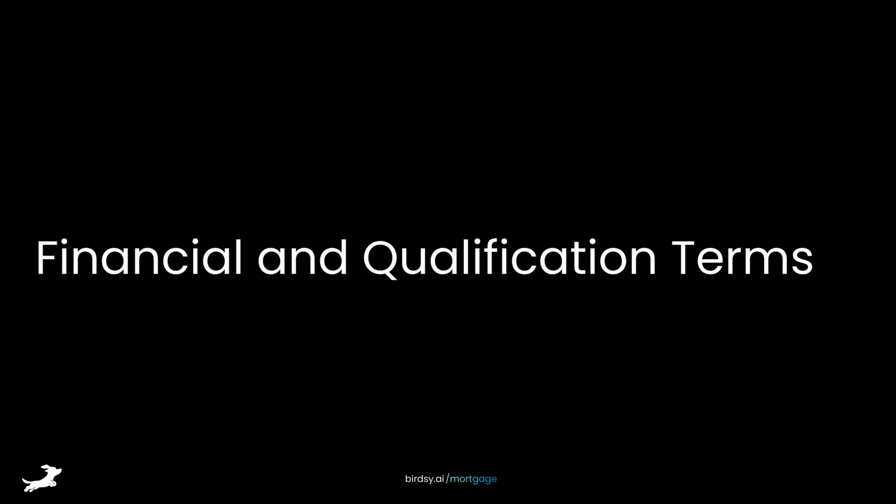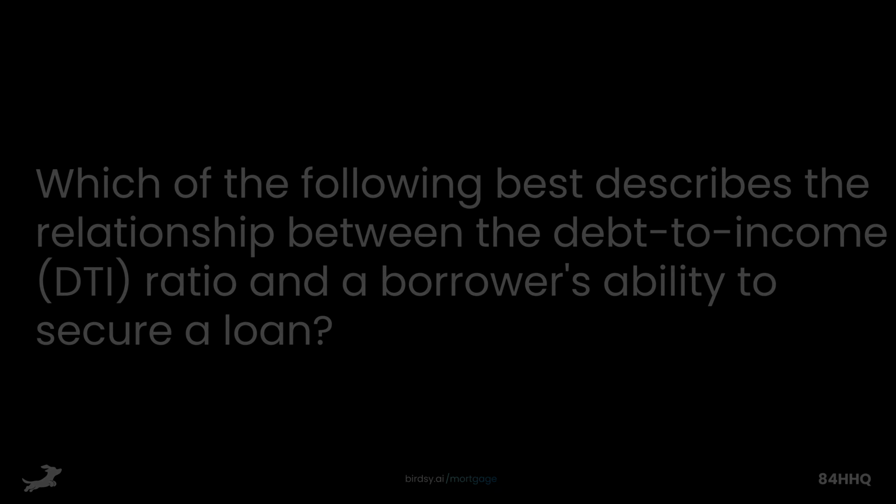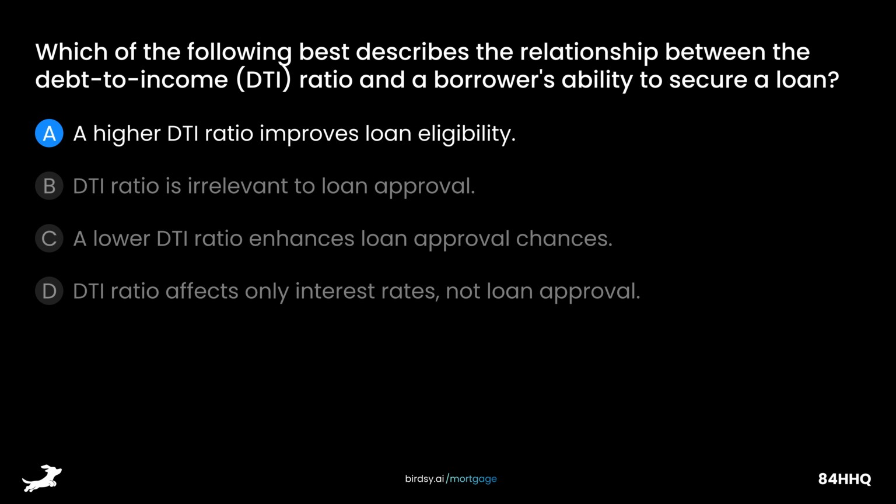Financial and qualification terms, debt-to-income and loan-to-value ratios. Which of the following best describes the relationship between the debt-to-income ratio and a borrower's ability to secure a loan? Is it A, a higher DTI ratio improves loan eligibility, B, DTI ratio is irrelevant to loan approval, C, a lower DTI ratio enhances loan approval chances, or D, DTI ratio affects only interest rates, not loan approval?